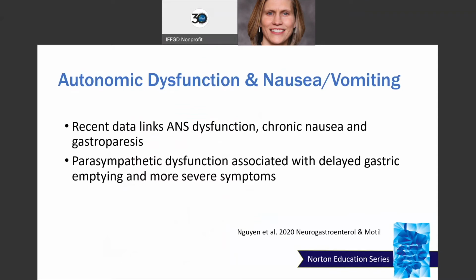There is recent data from adults that links autonomic nervous system, or ANS, dysfunction with chronic nausea and delayed stomach emptying. Prior to this, we didn't really know. We didn't really have any correlations. Now there's some emerging data. We still don't know. Remember, we still don't have a good test. So how do we study things when we don't have a good test?